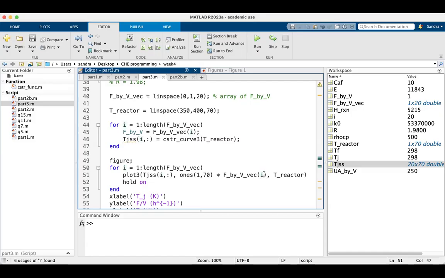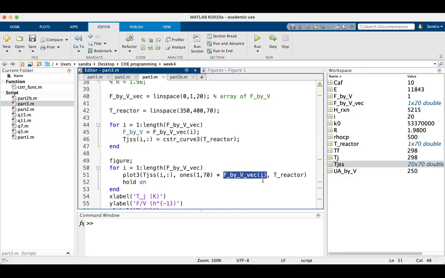So for plotting, you need to make it into a vector. For that, what you'll do is, the first row has 70 entries, right? So you'll have to make this vector also of the same size. So you multiply it by a ones vector, which has 1 row and 70 columns, and then you multiply it with the scalar value.